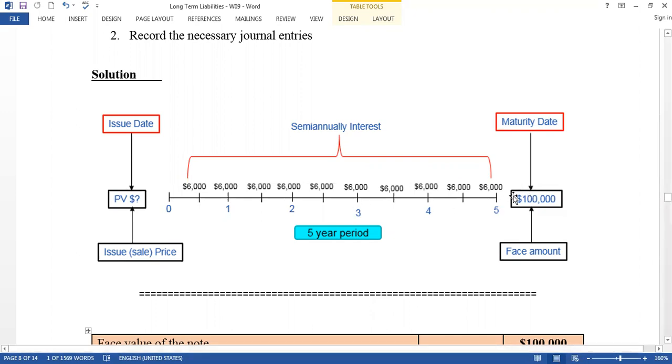And I will ask you to record another journal. Assume that at the maturity date, what is the journal entry? What is going to happen at the maturity date? The opposite of today. Today you receive cash and record your liability, right? 5 years later, you will pay cash and close your liability. Clear? So these are the journals we are going to see today.